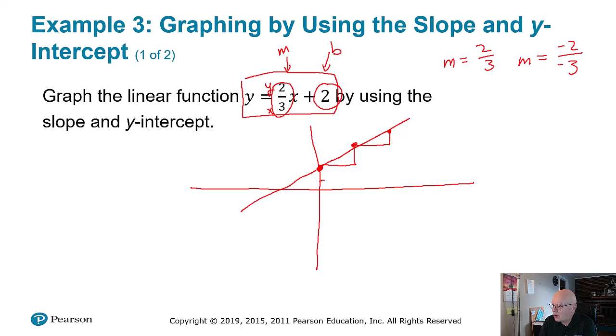So what you can do down here is start with that y-intercept. Go -3 in the x direction, -2 in the y direction. You've got another point. Do it again. You get another point. Draw that straight line. It's the same thing. Pretty neat. So you have your options.